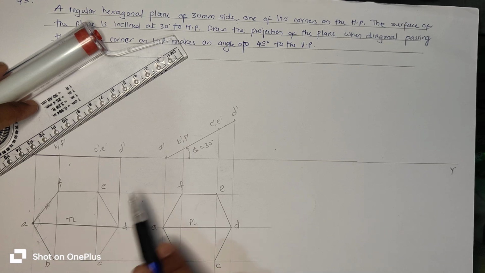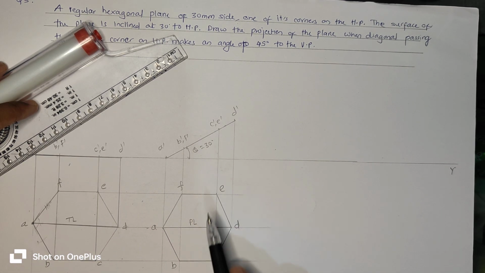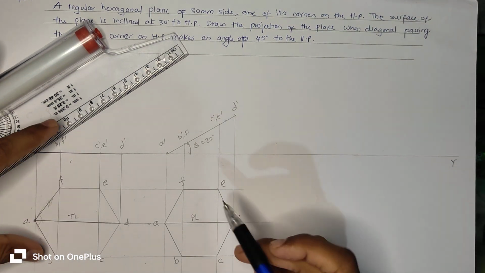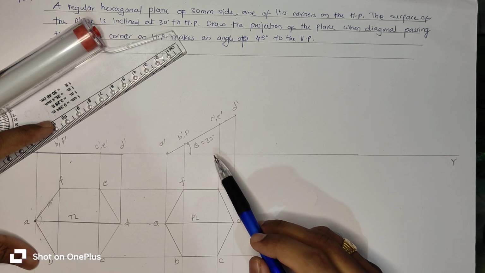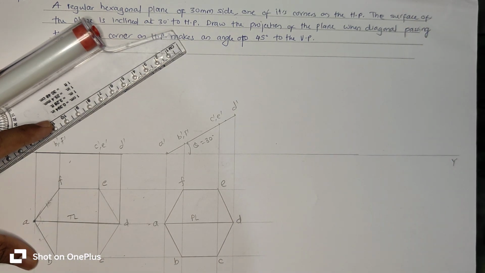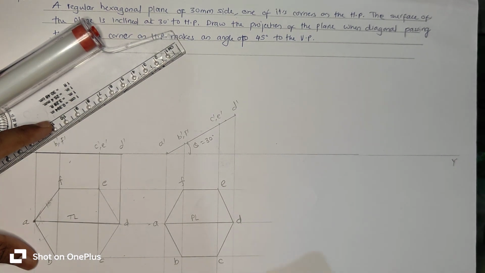So angle of true length with respect to HP is theta. It is given. We have to calculate angle of PL. Angle phi, that is the inclined length is inclined to VP by 45 degree. So it means that phi is given. Phi is equal to 45 given. We have to calculate beta.